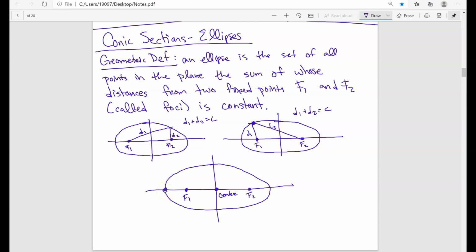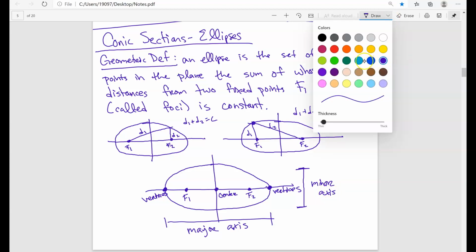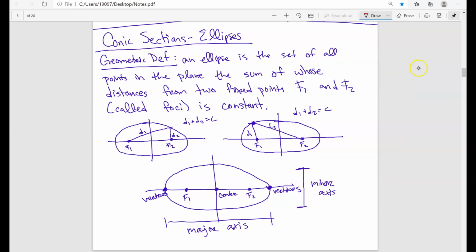Wherever the ellipse is longer is where we call the vertices, or vertex. There are two of them. This longer side is what we call the major axis, and the smaller side is what we call the minor axis. The vertices themselves are always going to be along the major axis.